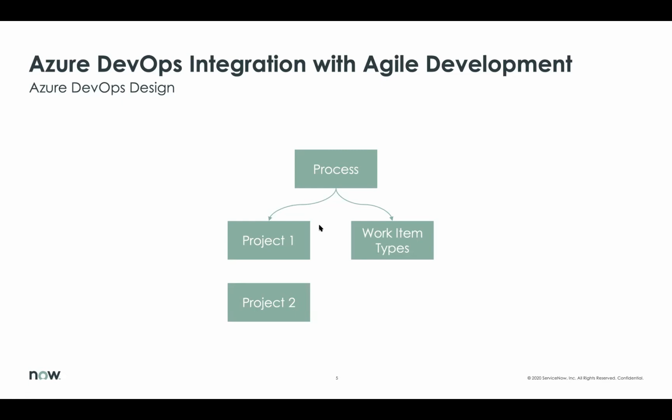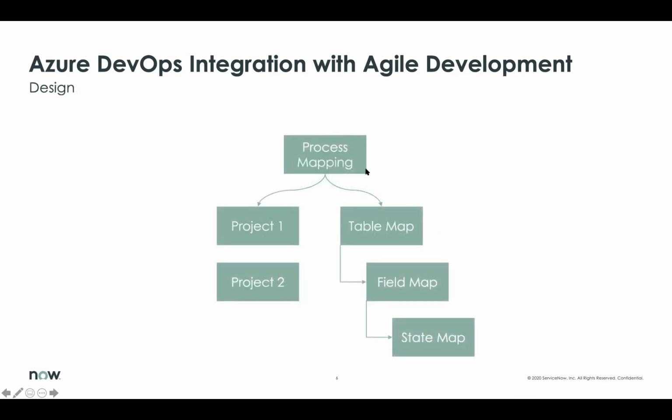So to match that, what we've done is we've created something called process mapping, which will allow you to say, okay, what table in ServiceNow maps to what work item type. And in the work item definition, people get to specify what the fields are that go into the work item type, and also the state workflow.